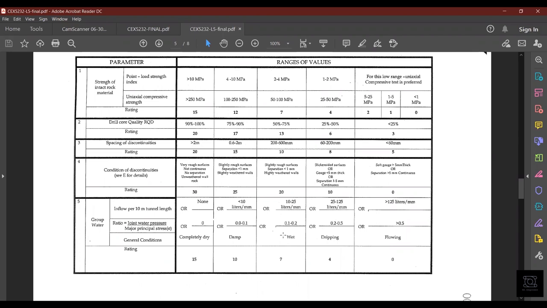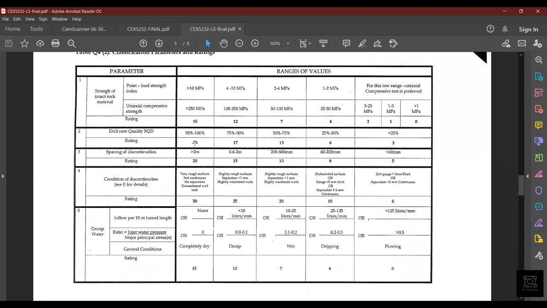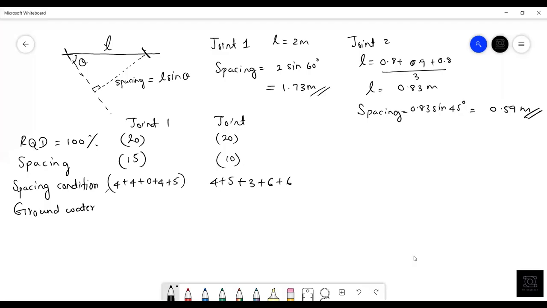And finally, the UCS value. The UCS value is 125. If it is 125, it comes under the range of 100 to 250. In the first row, you can find the value is 12. So for wet condition, it is 7, and for the UCS, the RMR rating is 12. For both joints, the wet condition rating is 7, and for the UCS value, it is 12.